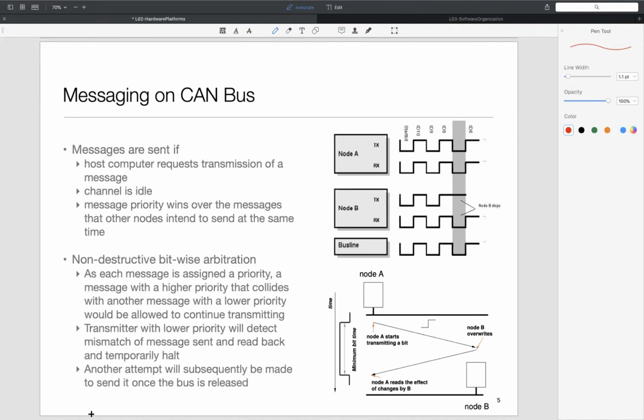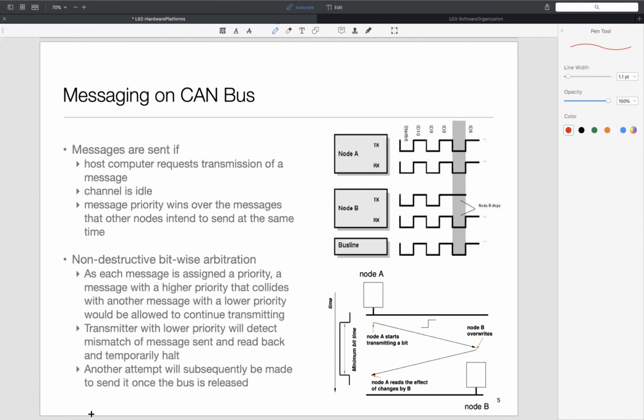Okay, so I have a bunch of nodes. So let's say I have node A and B, and they may decide at any time they want to transmit. So what happens is that these nodes are given addresses which indicate their priority. So a higher address may mean higher priority, for example. And what happens is that, again, each node has a transmitter and a receiver.